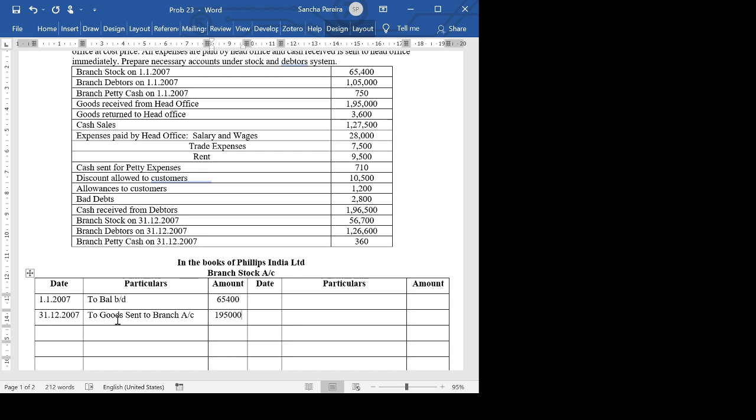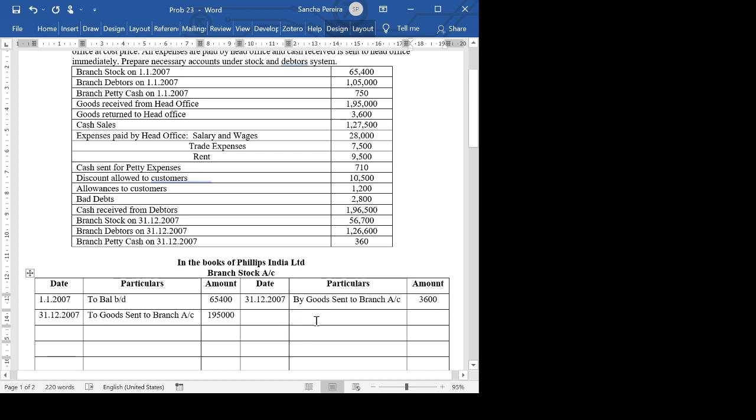So goods received from head office, goods returned to head office on 31st December 2007 by goods sent to branch account. The returns are 3,600. Then we have cash sales, by cash sales.